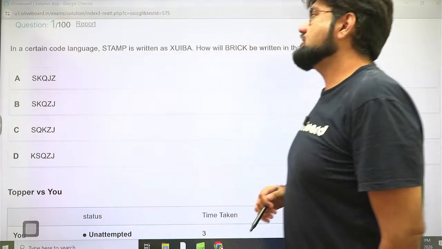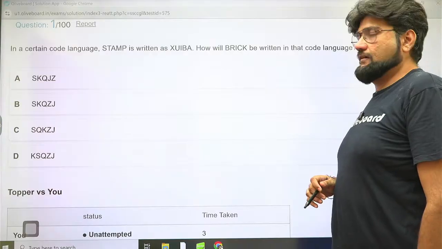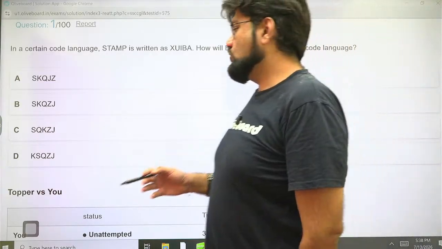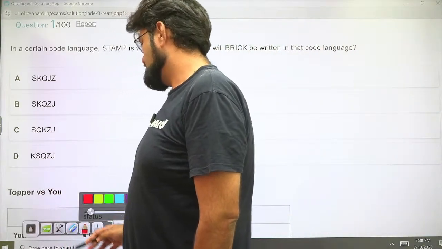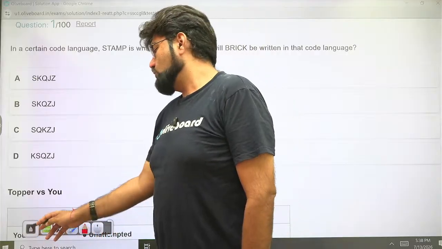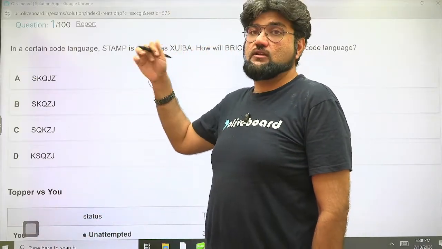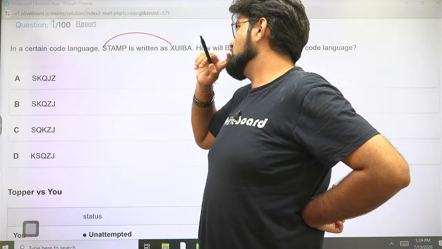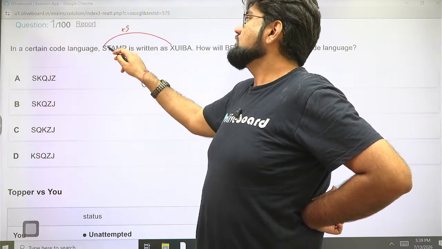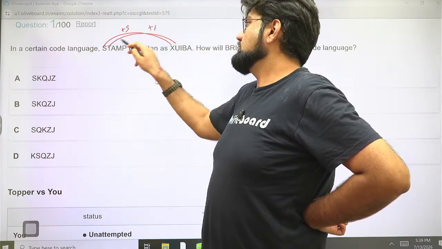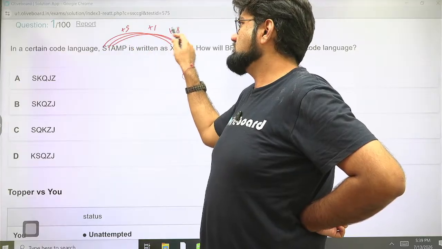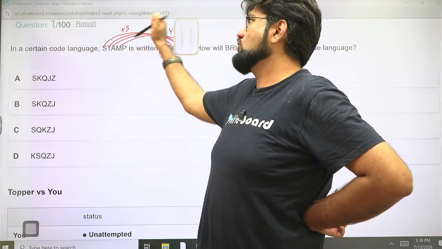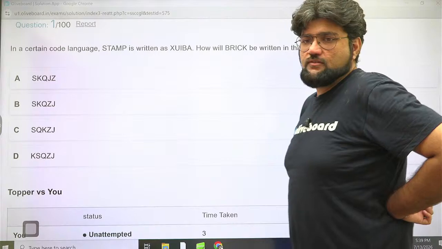In a certain code language, stamp is written as this. How will brick be written in that language? Let me tell you how you would have approached this as a student in the mock, or if anybody comes across this question in the exam. First thing you will check is 19 and 24. You will feel that this is plus 5. Then you will see 20 and 21, plus 1. 1 and 9, plus 8. 13 and 2, this is already out of hands. This is something which is not being followed.